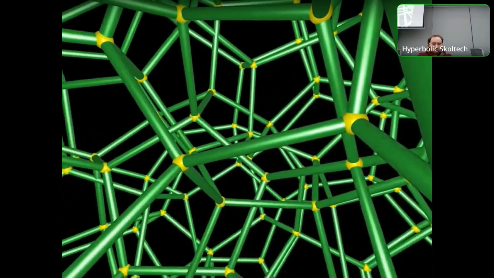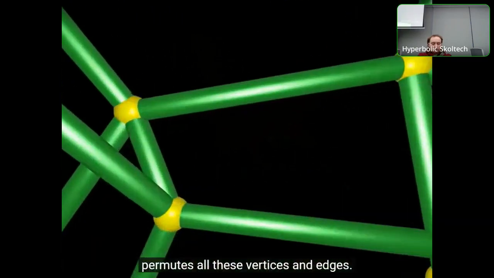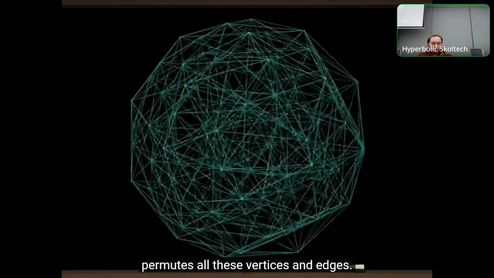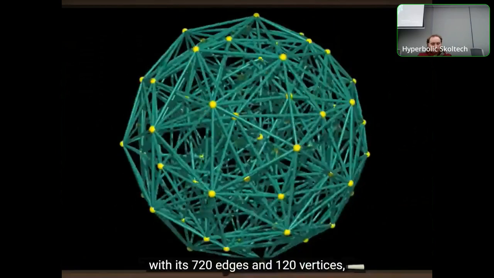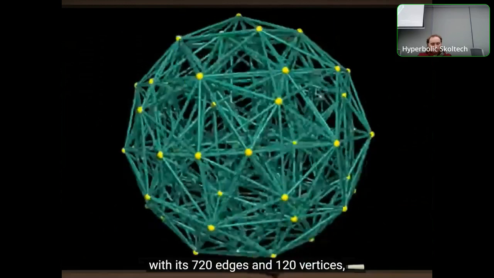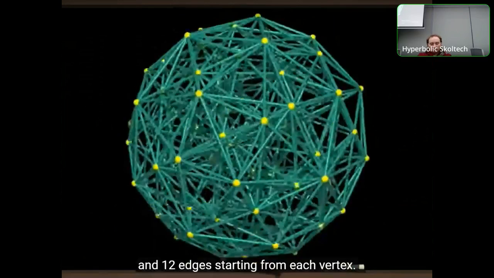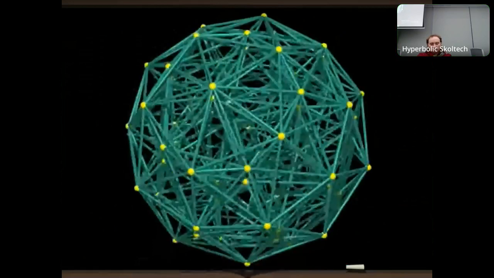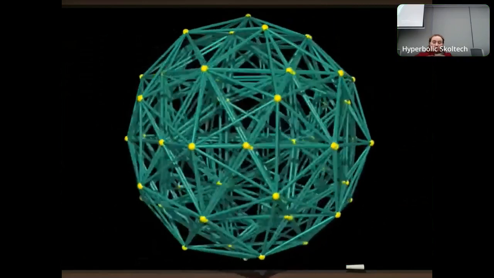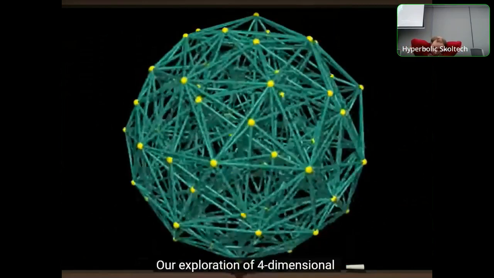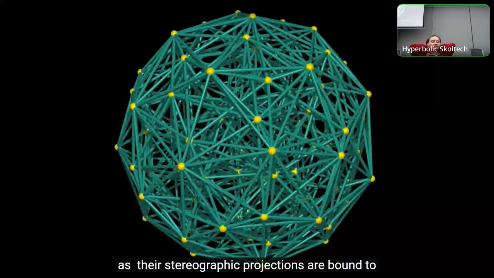Let's work your imagination. Imagine an object in 4D space where a huge group of rotations permutes all these vertices and edges. The champion is the 600 cell. Like a gigantic macromolecule with its 720 edges and 120 vertices, and 12 edges starting from each vertex. Our exploration of four-dimensional polyhedra won't stop here, as their stereographic projections are bound to give us a better feeling for their geometry.